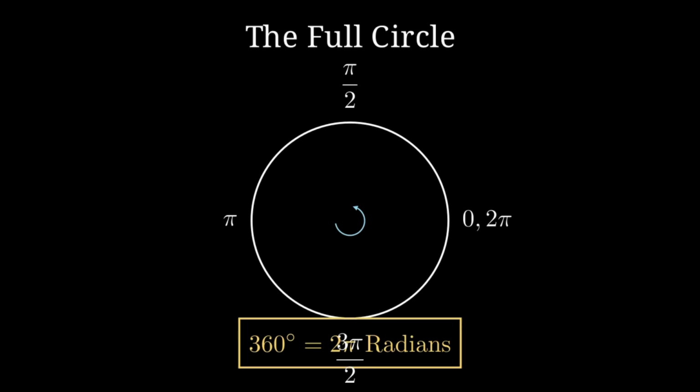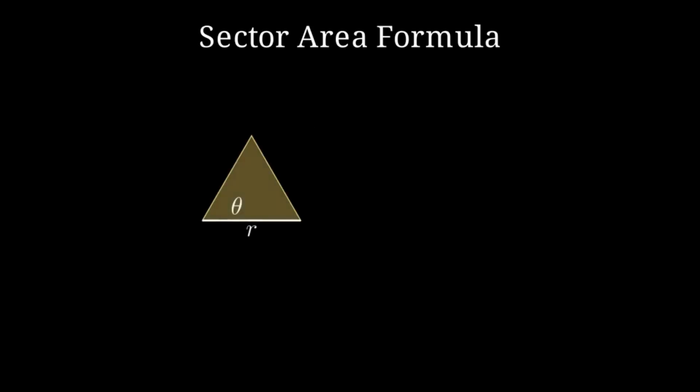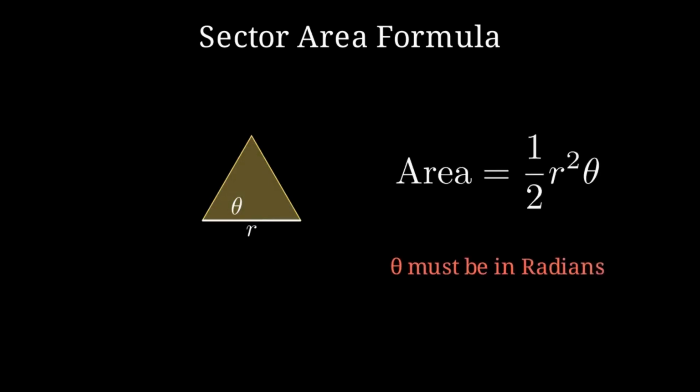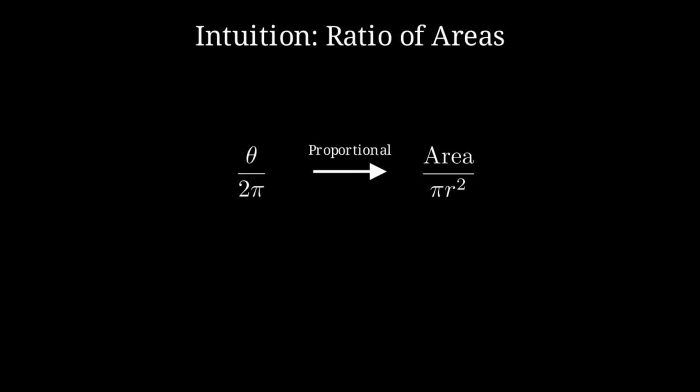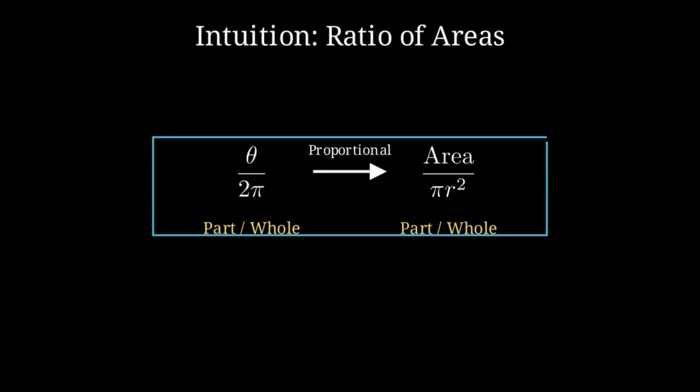for easier area formulas. The formula for the area of a sector is 1/2 times the radius squared times the angle theta. This elegant formula only works when theta is measured in radians, making our geometric calculations much faster than using degrees. To understand why this formula works, remember that a sector is just a fraction of the whole circle. The ratio of the sector's angle to the full 2 pi rotation is the same as the ratio of the sector's area to the total area.